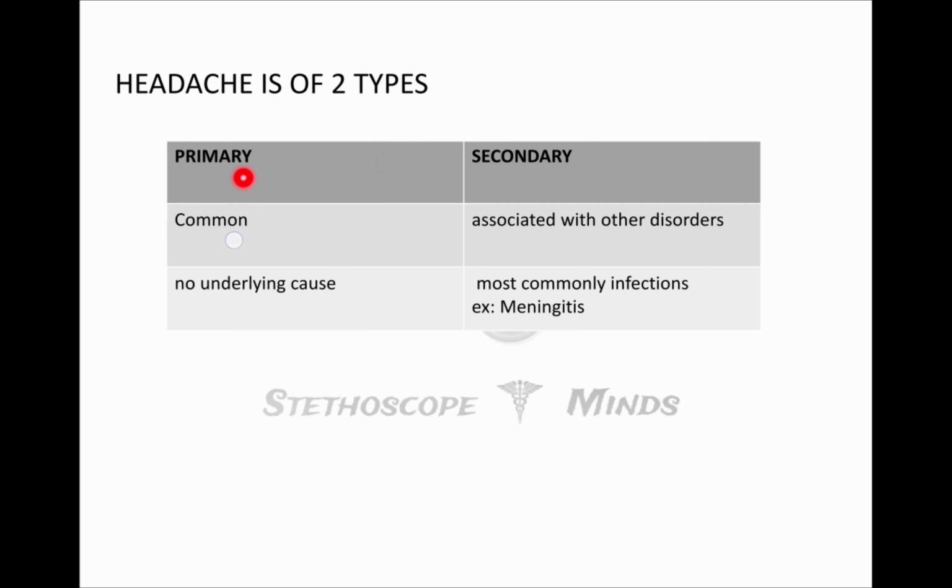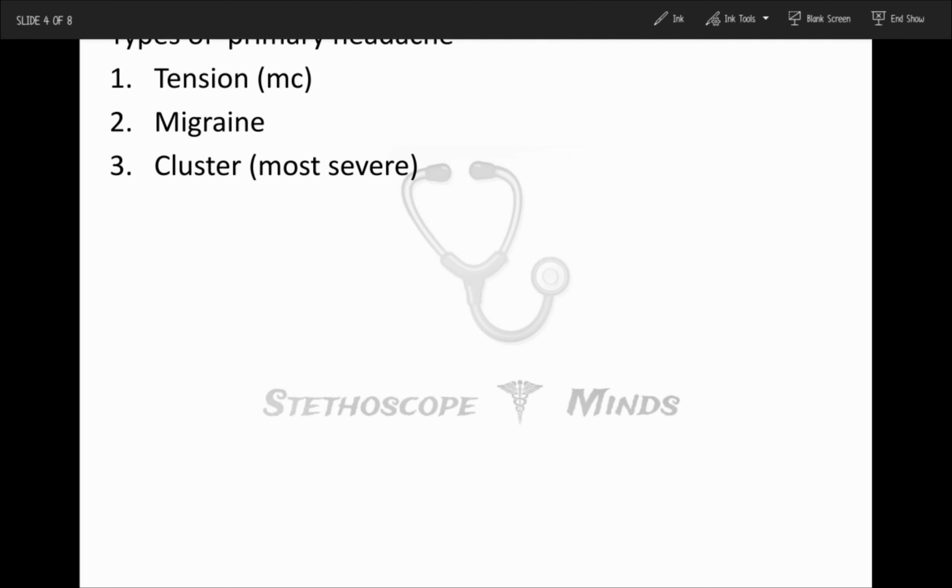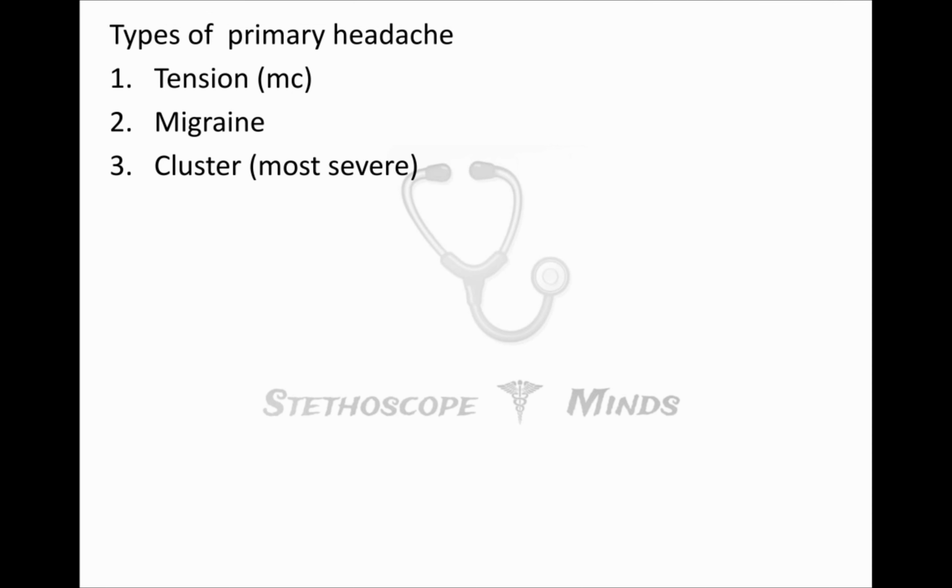Primary headache is the most common, and there is no underlying cause. And the secondary headache is always associated with other disorders, most commonly infections. Example, meningitis. Check out my video on meningitis. It's made simple and easy to understand. Okay, now let's get into the topic.